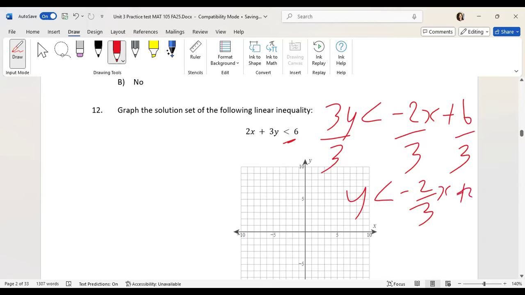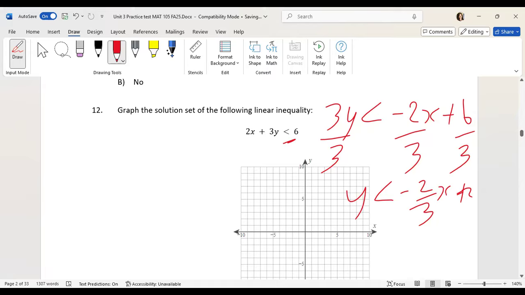Y is less than negative 2 over 3x plus 2. So what we're going to do is sketch the line. I'm talking about sketching the line when it is equal sign here. I want us to know that the line will not be included. The line will be a broken line. Remember, it's going to be a broken line because it's only less than.